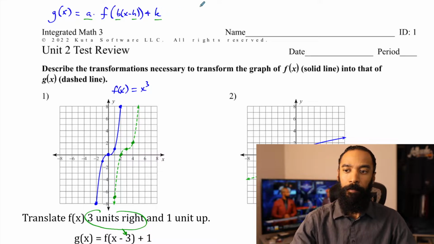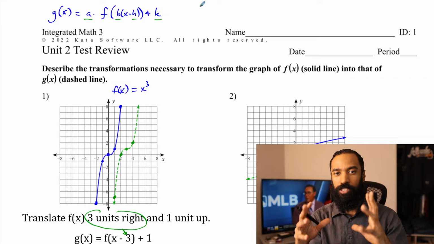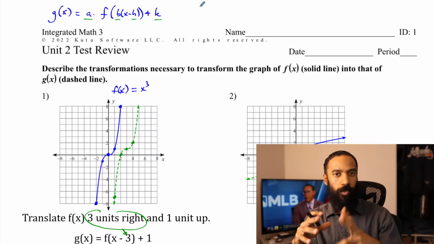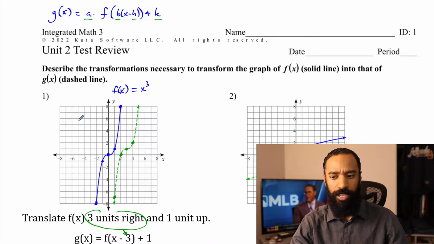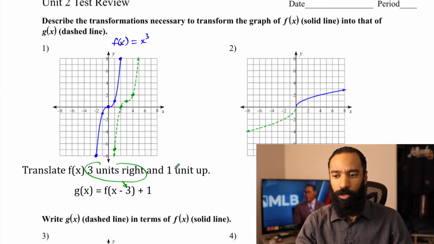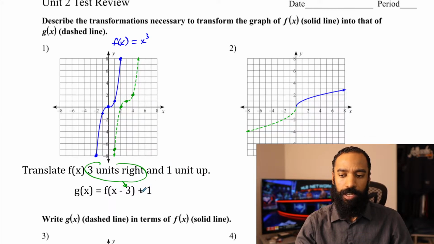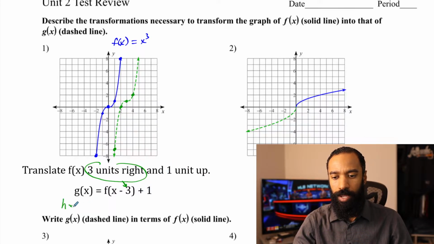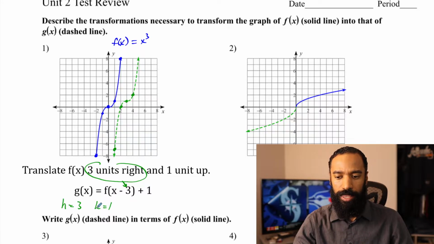The plus k is something that affects the y again. Your f of x is going to be plus k. F of x is y, plus k or minus k, whatever it is. In this case, a plus 1 means it's a vertical translation, 1 unit up. So that plus 1 is the k. H is 3. K is 1. You get that equation right there.